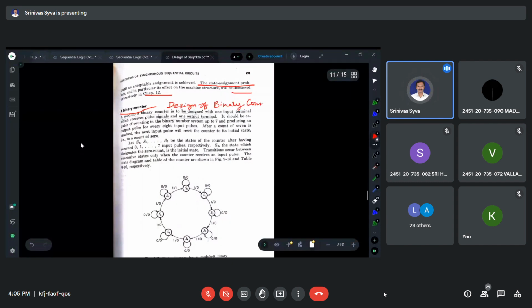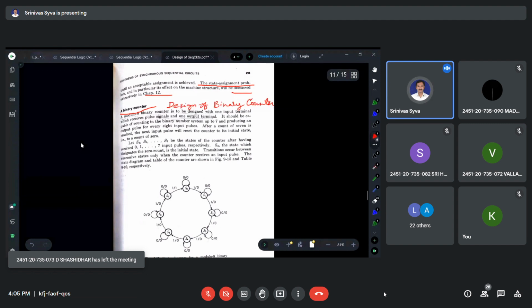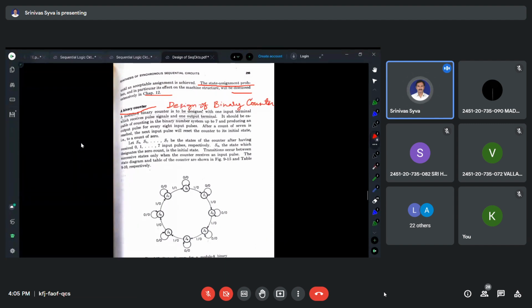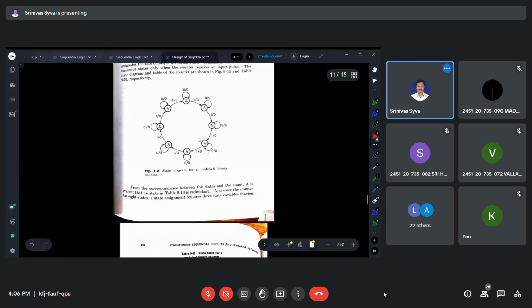Binary counter. That means this counter will count the binary information from 0 to 7. Okay. 0 up to 7. Binary number system. So this is the state diagram. Same type we can read. Here there are 8 states. The states are represented as S0, S1, S2, S3, S4, S5, S6, S7. Total 8 states.